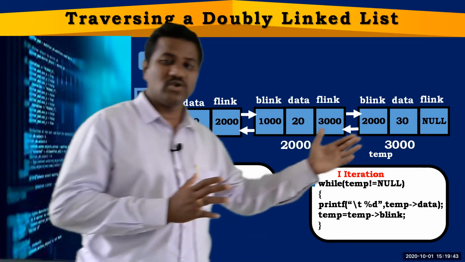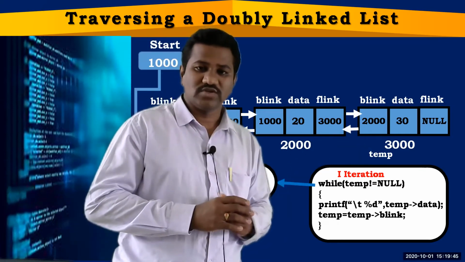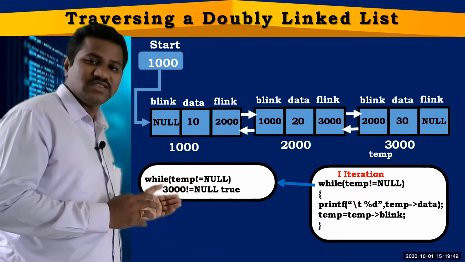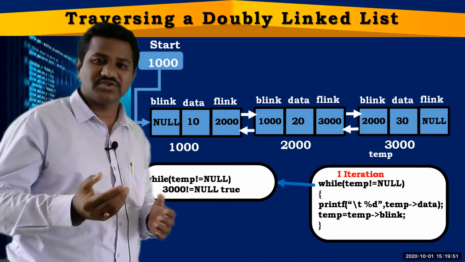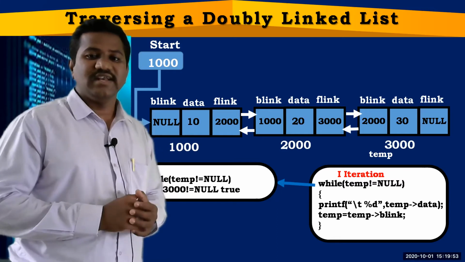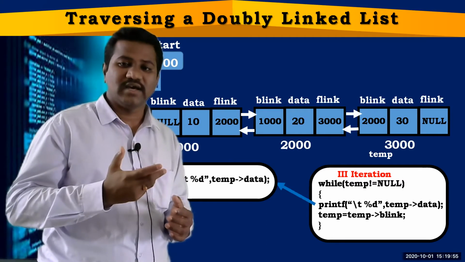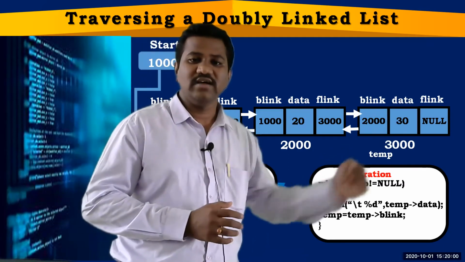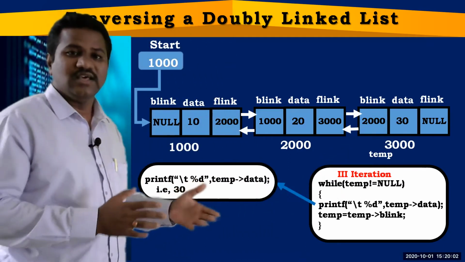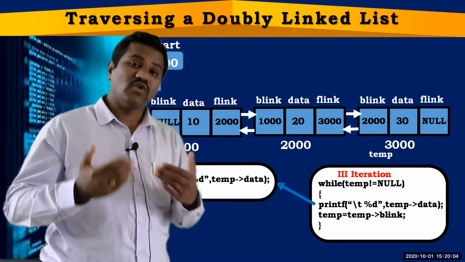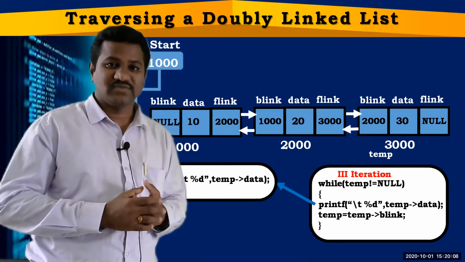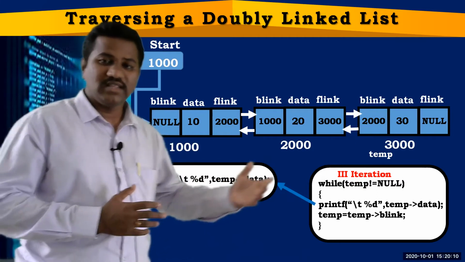Right now our temp is pointing to what? 3000. Now in the first iteration, while temp not equal to null means 3000 not equal to null. The condition is true. It enters into the while loop. Inside this while loop, what am I doing? I'm going to print %d temp arrow data. Temp arrow data means what here? 3000 arrow data will be having what? 30. 30 is going to be printed. The first element we are expecting here is 30. So 30 has been printed here, right? Now, what happens after printing this 30?